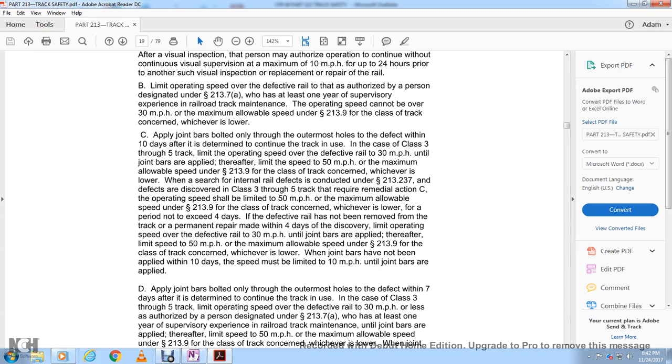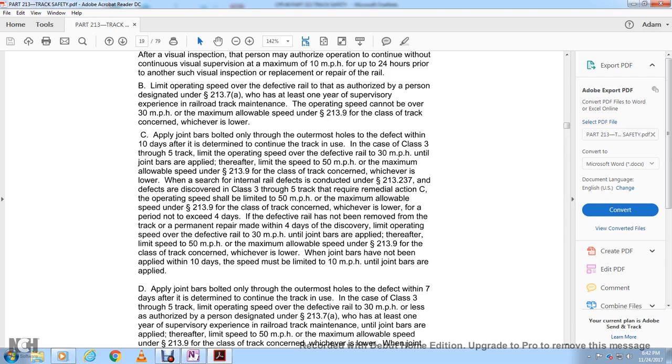10 days after it is determined to continue the track in use. For class 3 through 5 track, the operating speed over the defective rail is limited to 30 miles an hour until the joint bars are applied, thereafter limited to 50 miles an hour or the maximum allowable speed under 213.9 for the class of track concerned, whichever is lower. The search for internal rail defects is conducted under 213.237. If a defect is discovered in class 3 through 5 track, the remedial action applies.